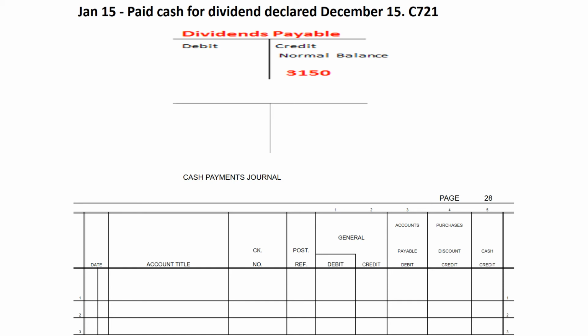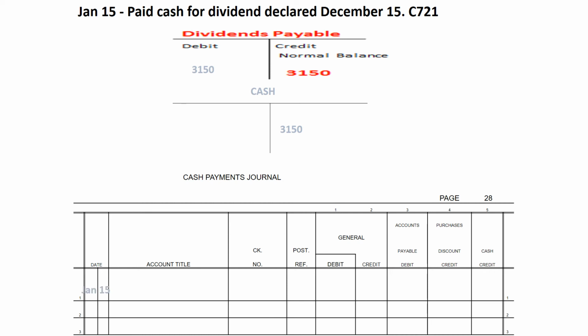What we have to do is zero out that dividends payable with a debit, and we're going to credit our cash $31.50 because that is how we're going to pay it. Again, we are assuming that we are paying cash for this dividend. There are other methods of paying dividends, but for our purposes, we are paying cash. So we then go to our cash payments journal because we are paying cash.